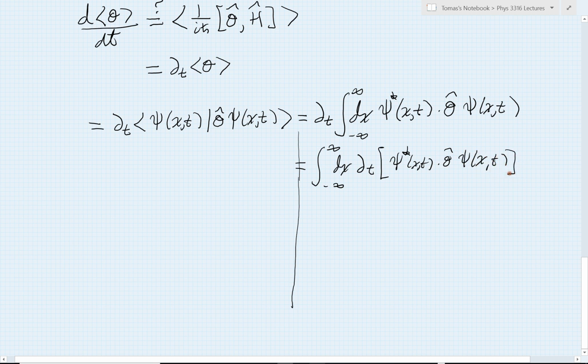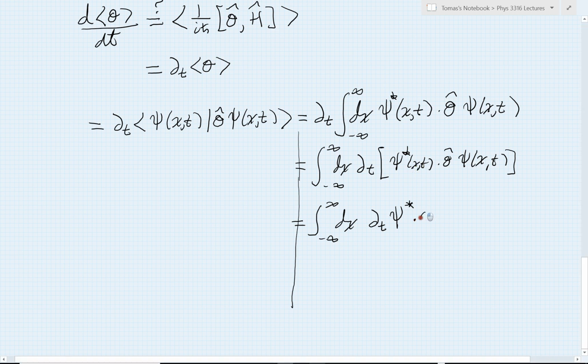Now, the next step is we know how to take a derivative like this because I have a product. So I have the simple product rule. So that's the integral from minus infinity to infinity dx. And the product rule says I take the derivative of the first piece. So that's the time derivative of psi star, which does depend on time t. That's why I'm writing the derivative of that, right? I'm just trying to save myself a little bit of space by not writing the x and t so much.